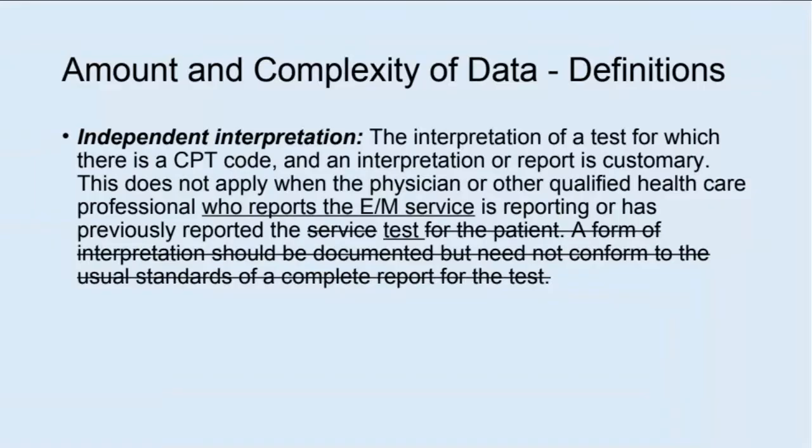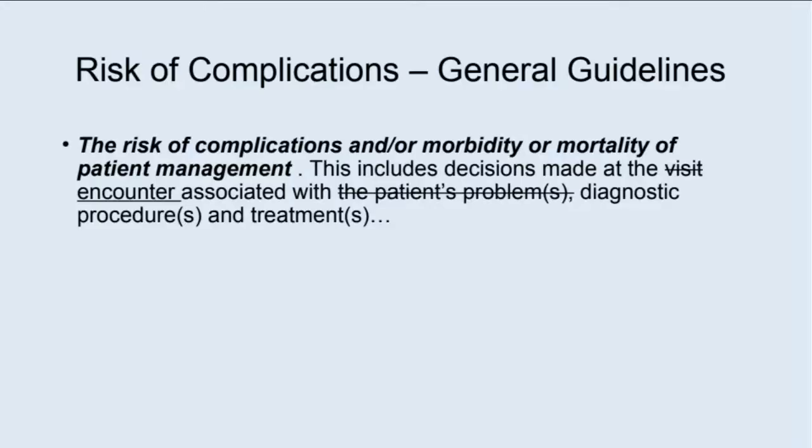So again, a clarification. The final element is risk of complication and morbidity or mortality of patient management, the final element in medical decision making. The guidelines have been revised. This includes decisions made at the visit or encounter, associated with the patient's problems. So it's kind of clarifying that it's not the problem, it's the procedures and treatment, the risk of the procedures and treatment, not the risk of the problems. That was kind of done in one of the previous elements.